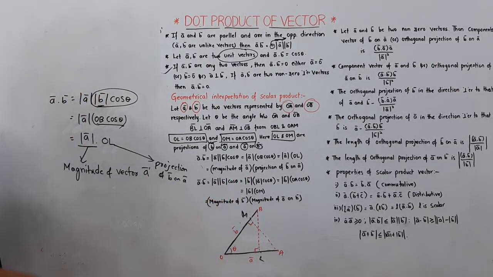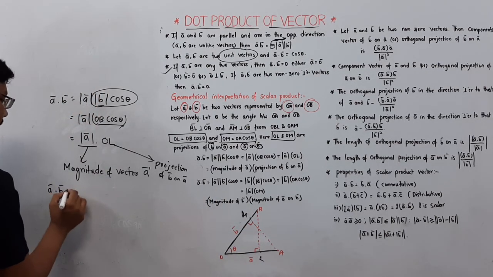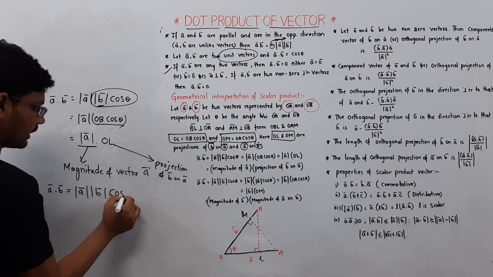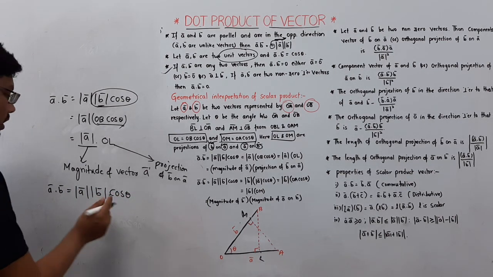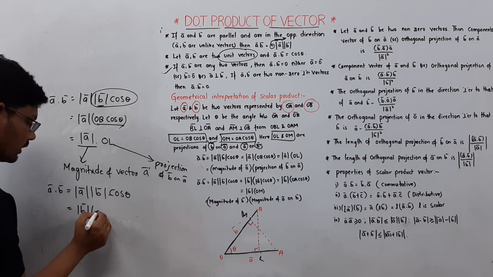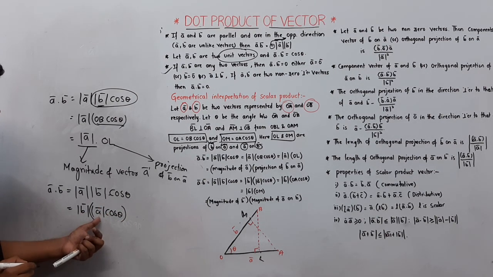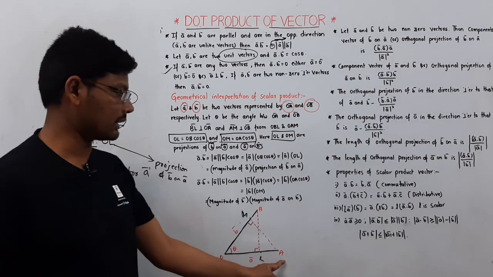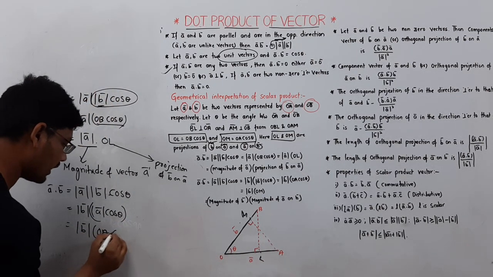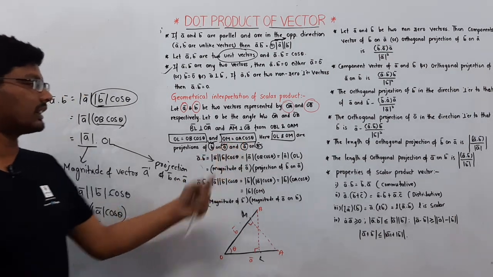And similarly, you have to take this triangle here also. A bar dot B bar is equal to modulus of A bar into modulus of B bar cos theta. This is the formula here. Now I am interchanging the points: modulus of B bar, modulus of A bar into cos theta. Then if you keep it in brackets, A bar cos theta is nothing but OA cos theta, which we already know is OM.